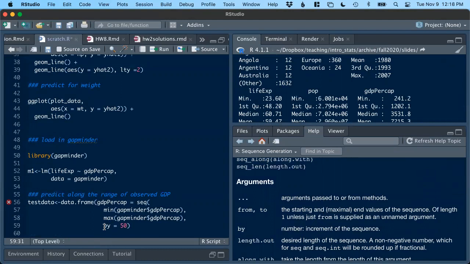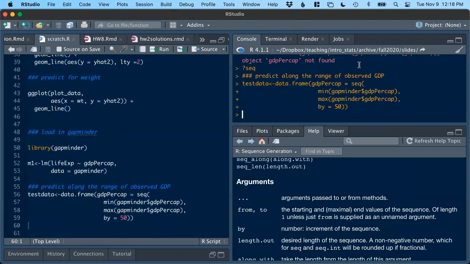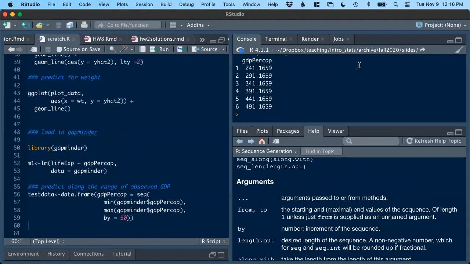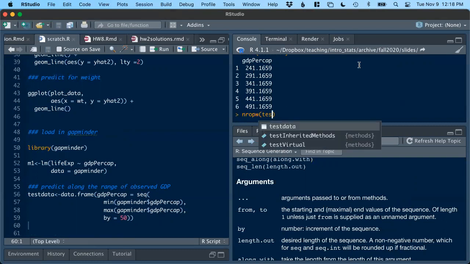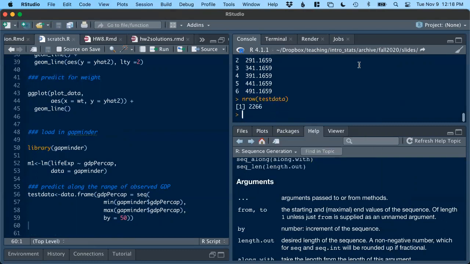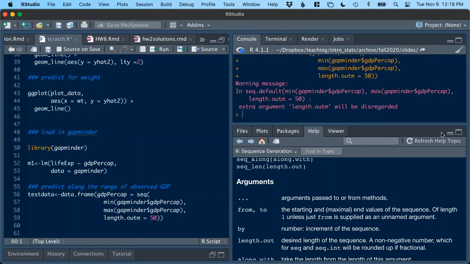So each step on our sequence is going to start at the lowest value of GDP, and it's going to go up to the highest value of GDP. And each value is going to be 50 points lower than the value that comes next. So instead of length, I've set the step size to be equal to 50. And so how many rows is this going to have? It's going to have a lot. 2,266, right? Now, if I change this instead to length dot out 50, I can get a really differently shaped object.